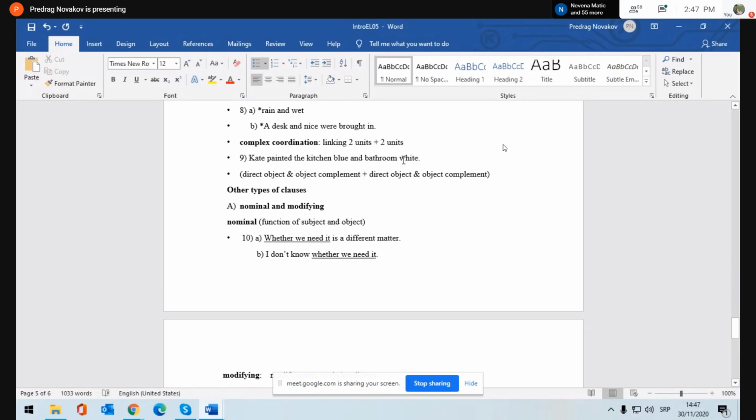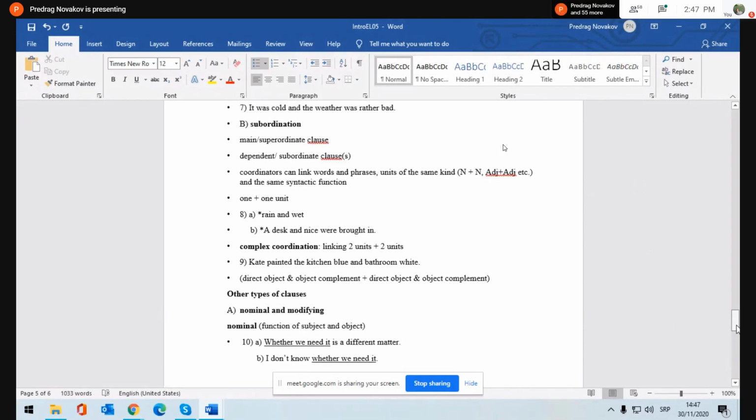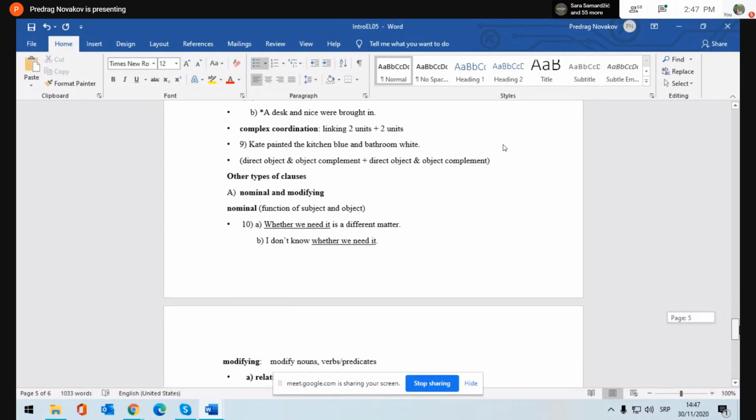So think about it, white, an object complement, and blue, an object complement, something which is added to the object, okay? We'll have examples, we'll have something more about the object complement, perhaps in the second part of today's lecture, okay? So to sum up, we have coordination, 1 plus 1, same units, but we can have also complex coordination, 2 units plus 2 units, okay?